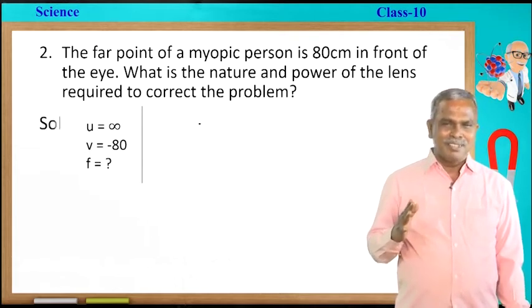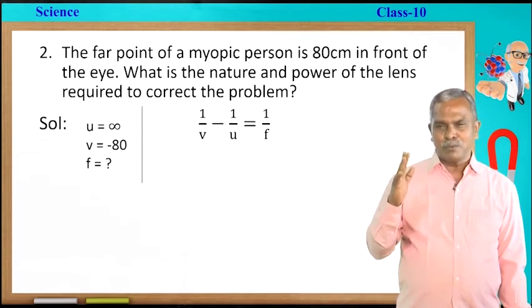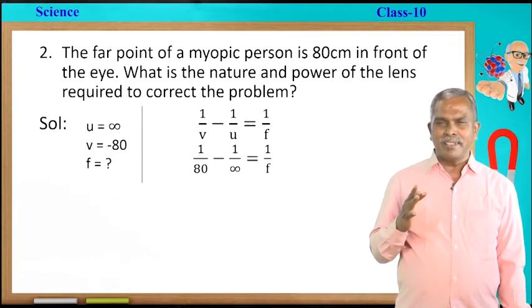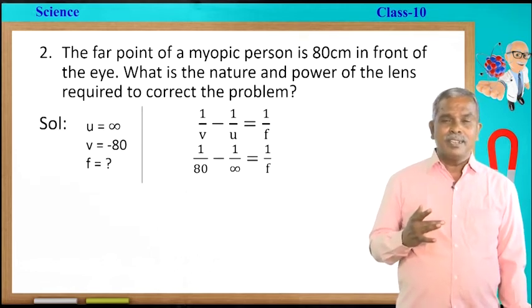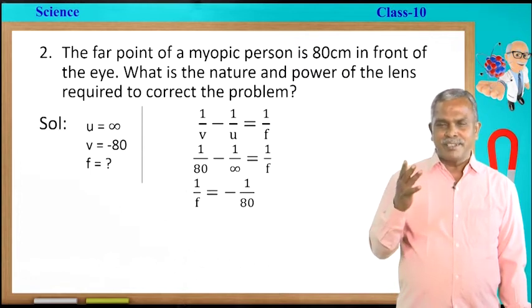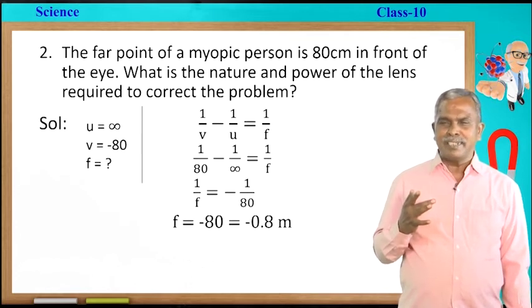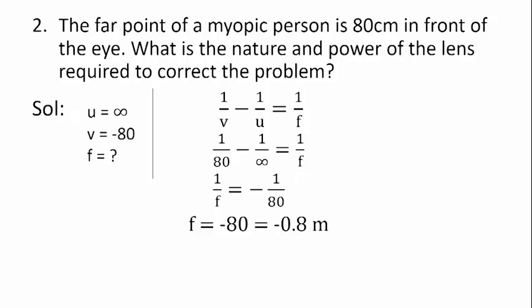We know the lens formula, 1 by f is equal to 1 by v minus 1 by u. Now, please apply the object distance as well as the image distance values effectively, and finally you can get 1 by f is equal to minus 1 by 80, and f is equal to minus 80 centimeter. Convert it into meter, minus 0.8 meter is the perfect answer. That means we found out the focal length effectively by using the values for u and v.